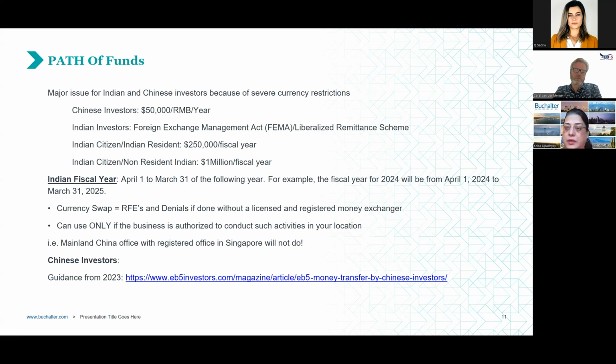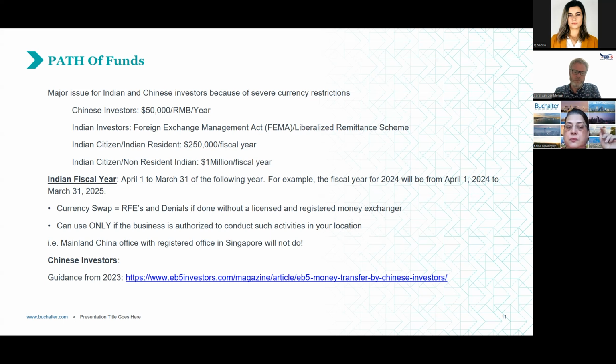There's a lot happening in China right now with respect to financing, particularly since we had that arrest of the Hualian chief not too long ago. They've really cracked down on investment-based migration. So just be very careful about how you're handling these issues. Currency swaps, which you see here below, is a major issue right now, again, with respect to RFEs and denials.